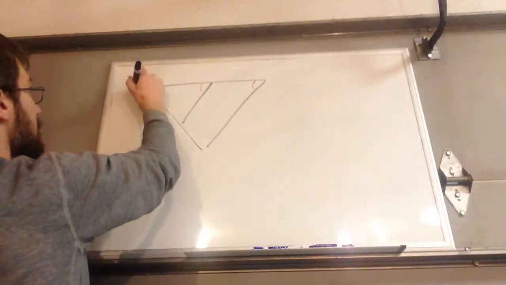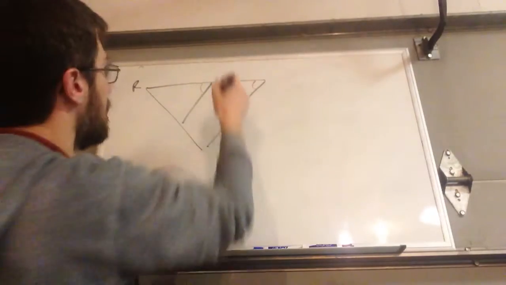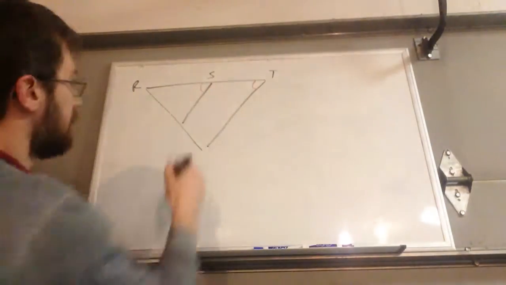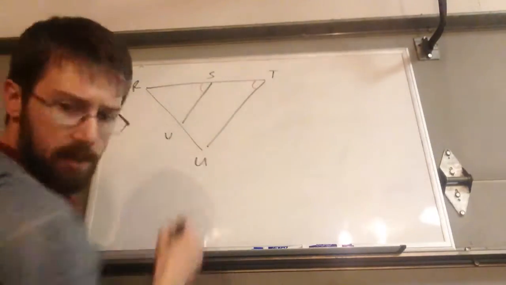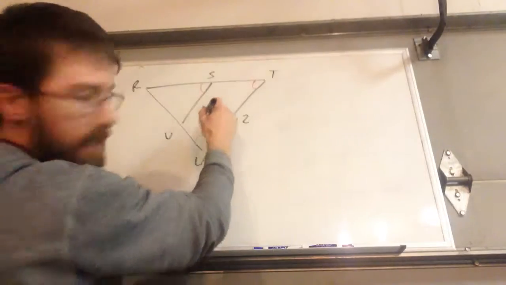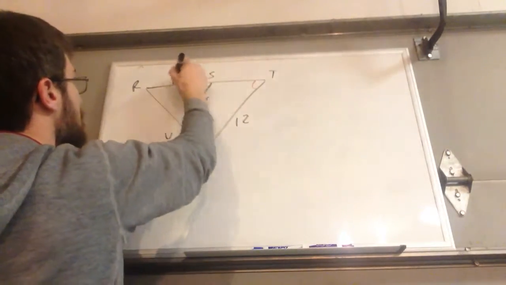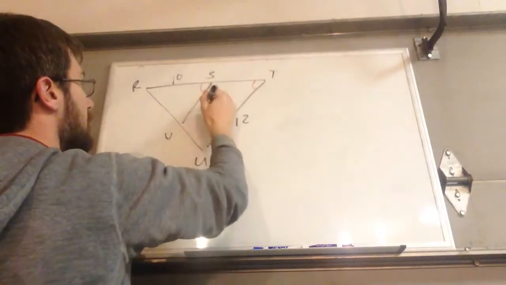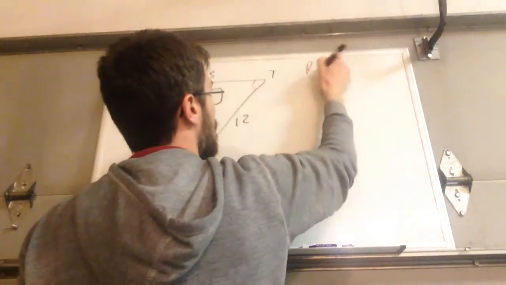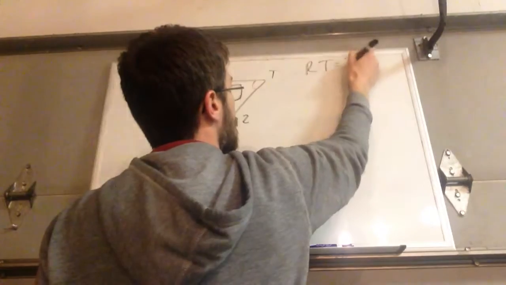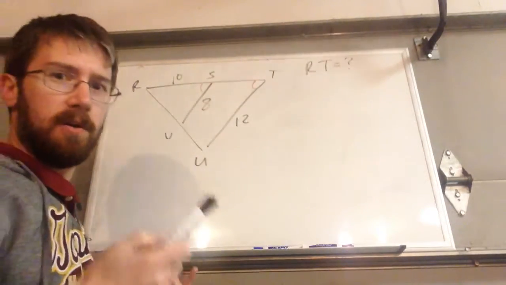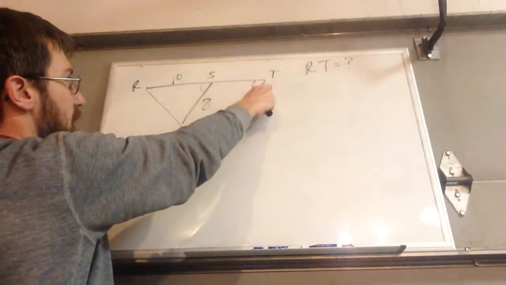Let's see, this is point R, S, T, V, and U. This side is 12, 8, 10. And it is asking for the length of RT equals what? In this one now, if you notice, R to T is that entire top side.